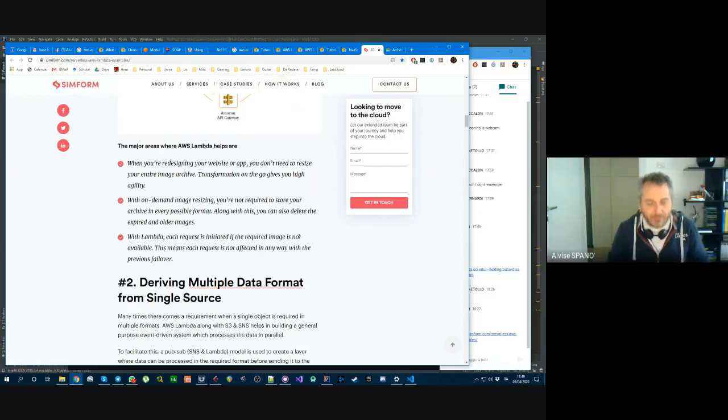Let me make a better example. Imagine that you have a movie streaming service like Netflix. So you host a number of movies somewhere. Then you need to convert all your movies from AVI format to QuickTime format. It's a stupid example.